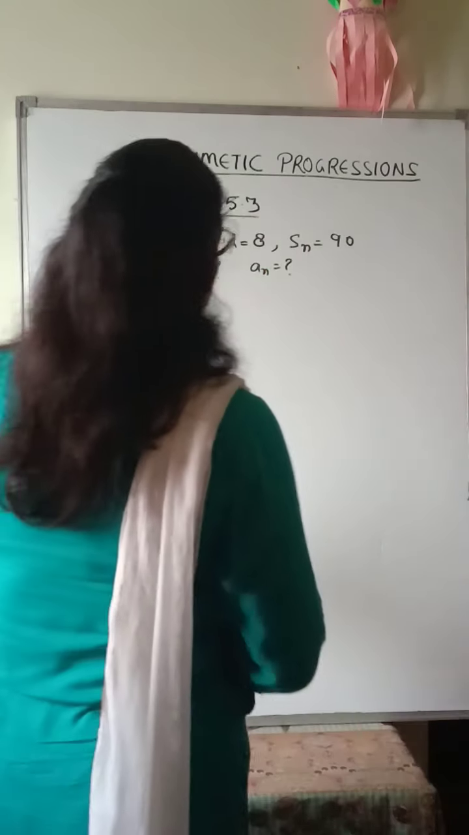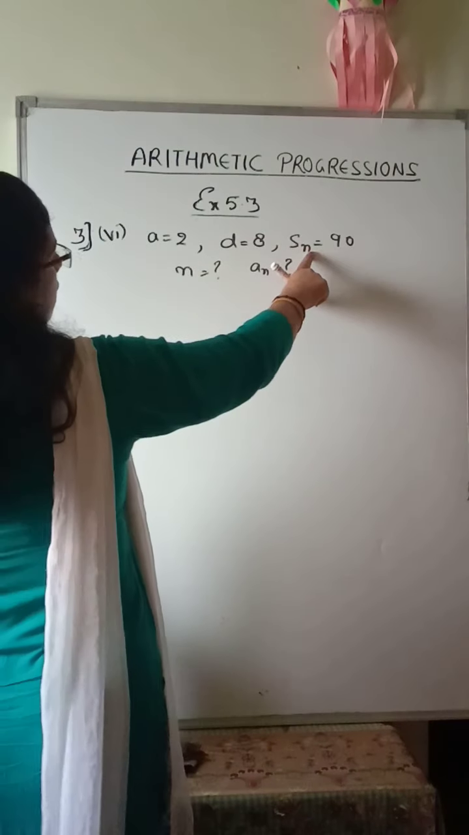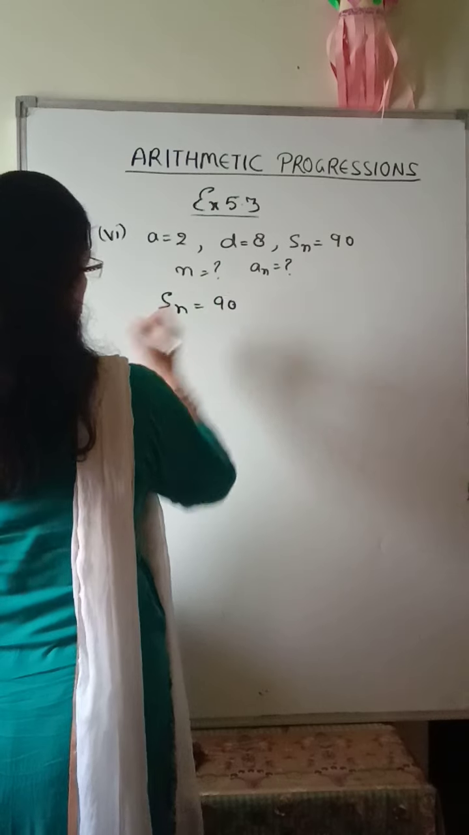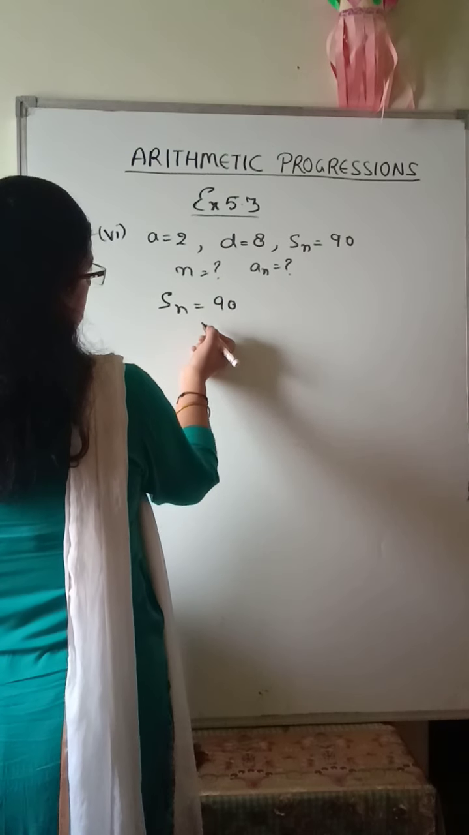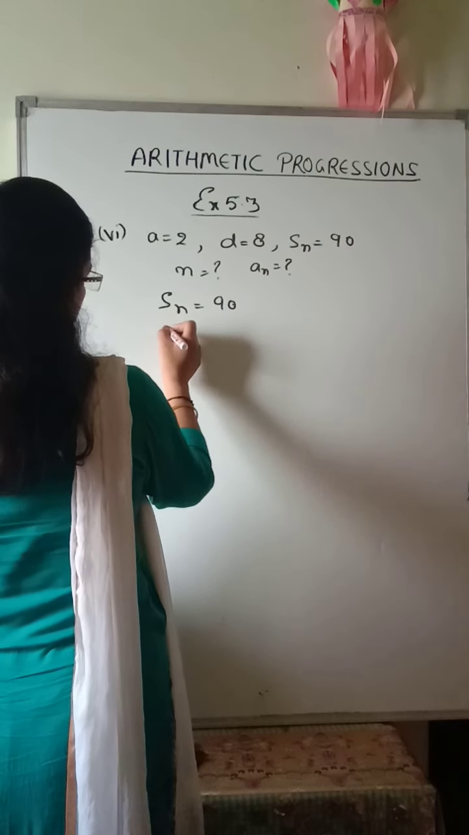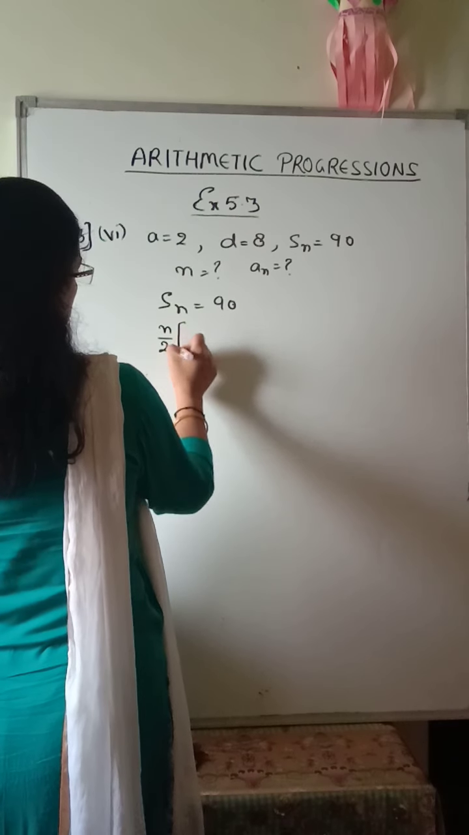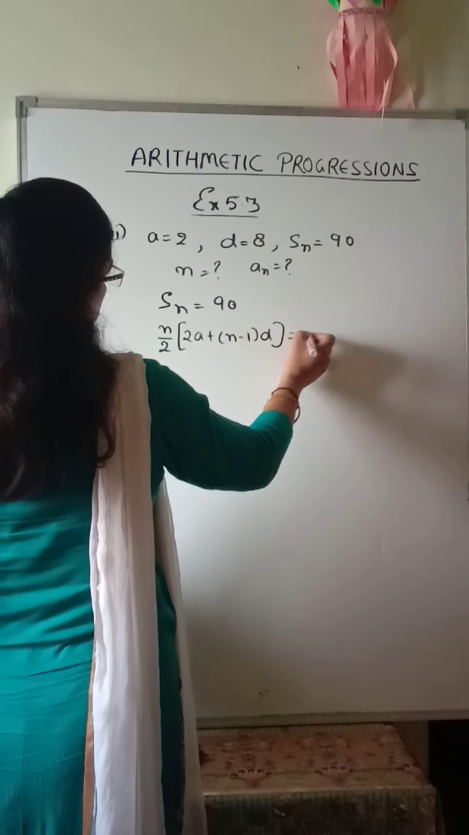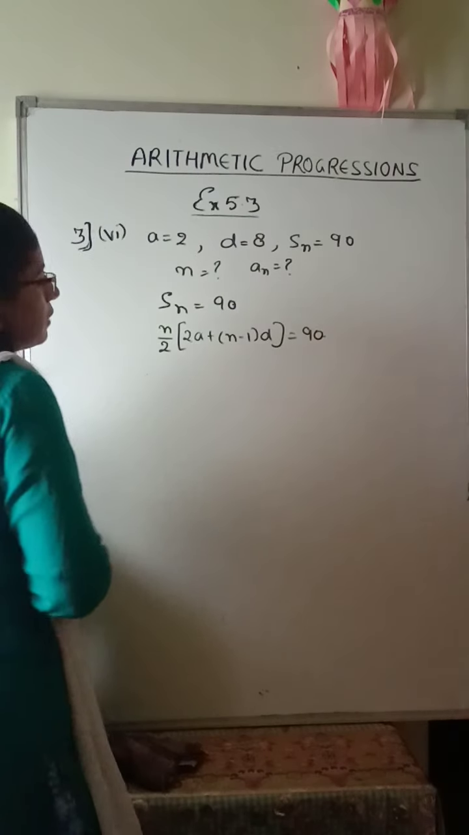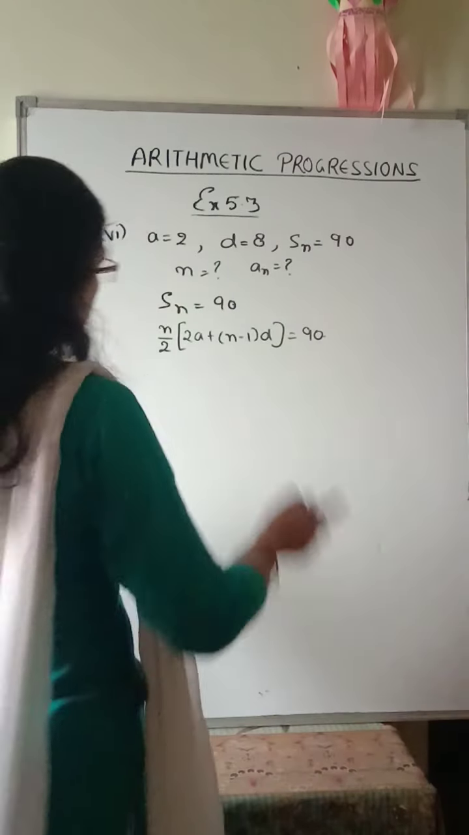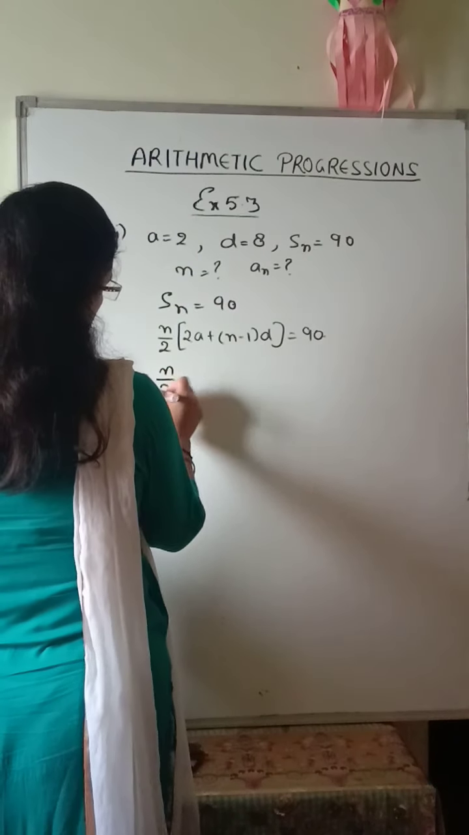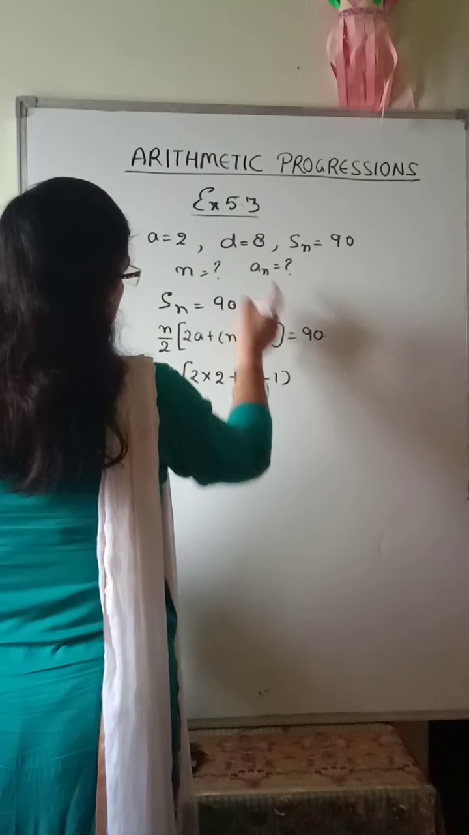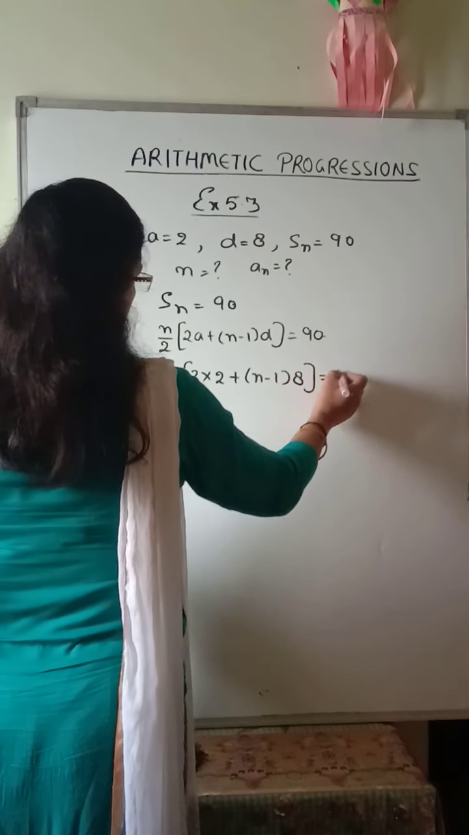Okay, so this we have to give in. We have to use this. Sum of nth term equals to 90. So we can use sum of nth term is equals to n by 2, 2a plus n minus 1 into d equals to 90. So from here we will get the value of n. Okay. So what is n? We don't know. 2 into a we know, plus n we don't know, d we know, 8, equals to 90.